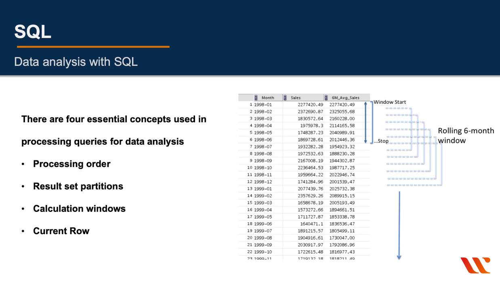So there are 4 elements in SQL processing. These are existing SQL features which are used to provide developers and business users with a framework that's both flexible and powerful in terms of the ability to support sophisticated calculations. There is processing order, the result set partitions, calculation windows, and current row. This is a 4-step process.